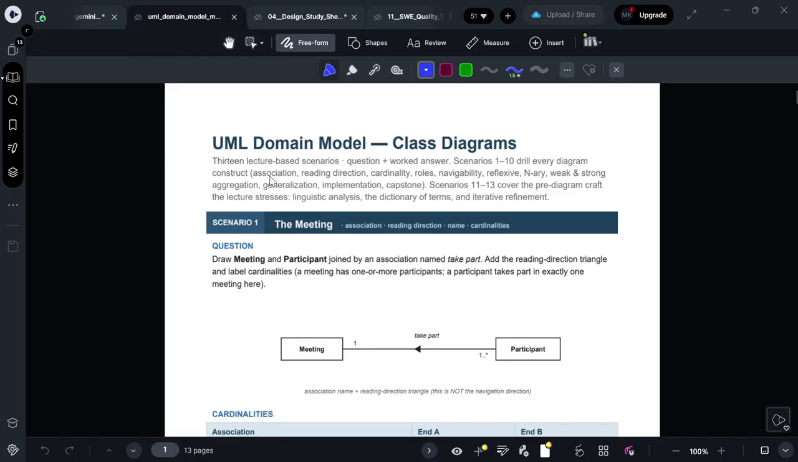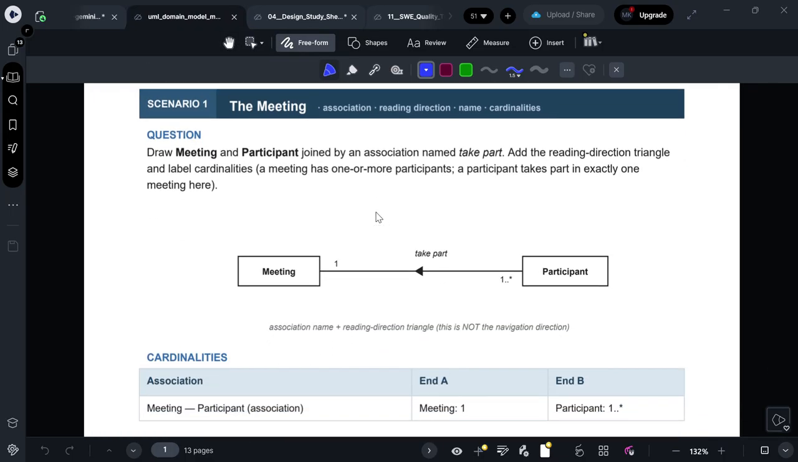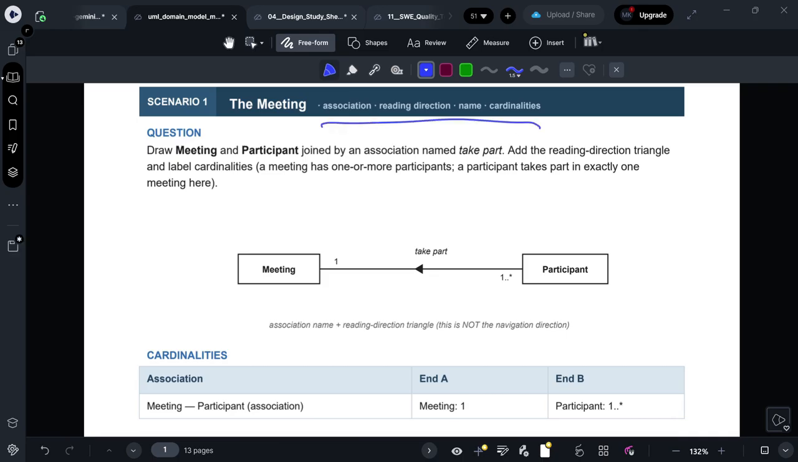Then after that, we can go ahead and look at our UML models, class diagrams with cardinalities. We can say association, reading direction, and name. For example, the meeting: draw meeting and participant, we know these are entities, joined by an association named take part, and add the reading direction triangle and label cardinality. A meeting has one or many participants. A participant takes part in only one meeting here.